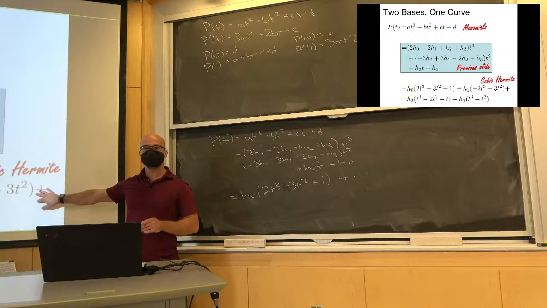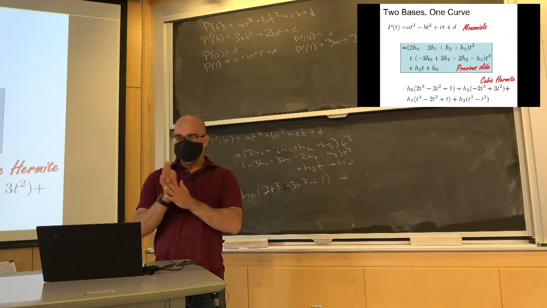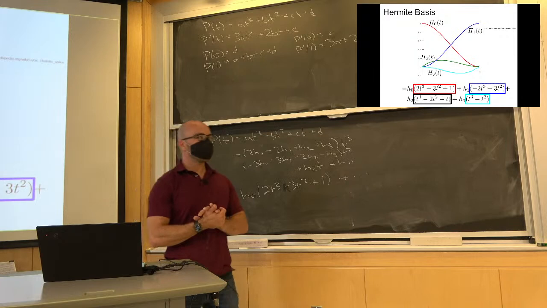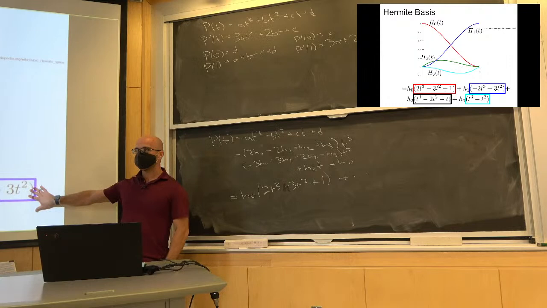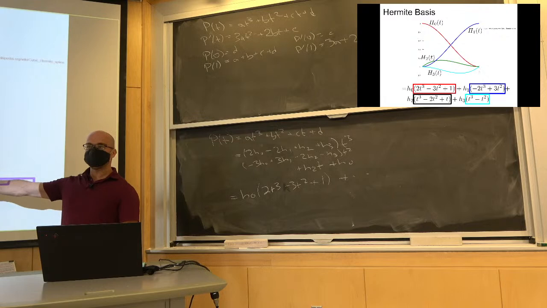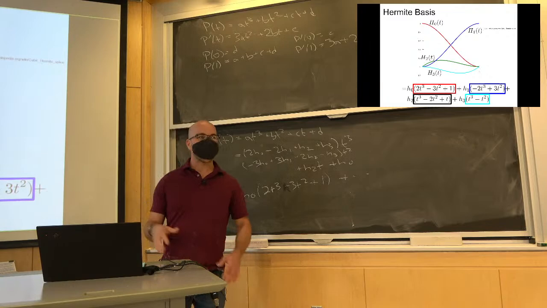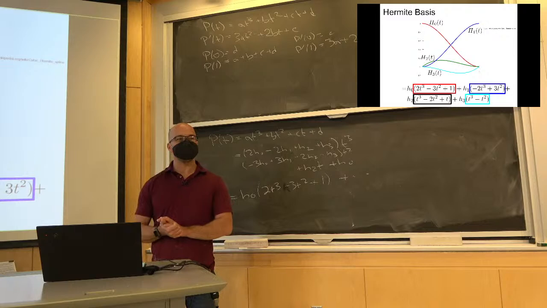So these four functions of T have a fancy name. These are called the Hermite basis, and I've plotted them here. Remember, this formula down here with these boxes is our formula for P of T. So it's H0 times this first cubic polynomial, H1 times the second, H2 times the third, H3 times the fourth, whatever.